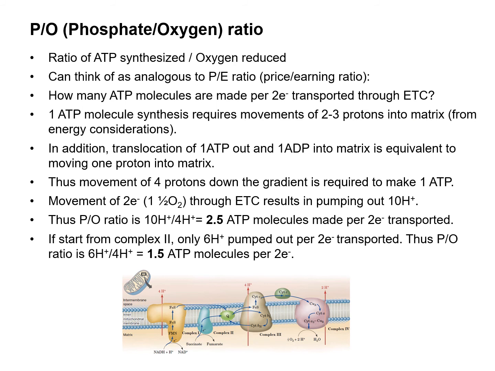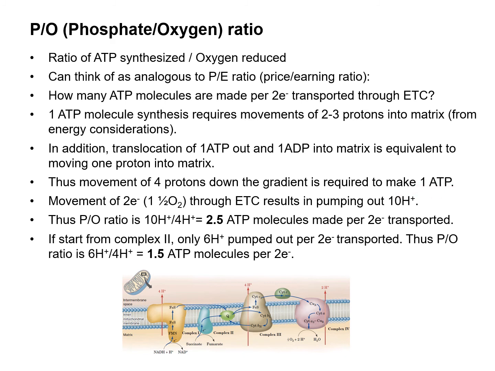In addition, translocation of one ATP out and one ADP into the matrix is equivalent to moving one proton into the matrix, which we also discussed a few slides back. So 2 to 3 protons plus 1 proton equals 3 to 4 protons, and you're getting 1 ATP, right? So movement of up to 4 protons down the gradient is required to make 1 ATP.